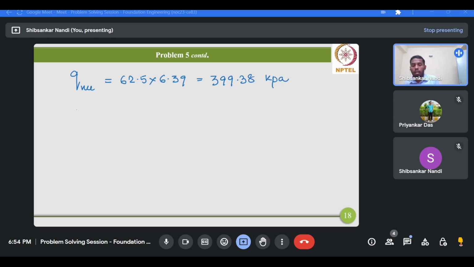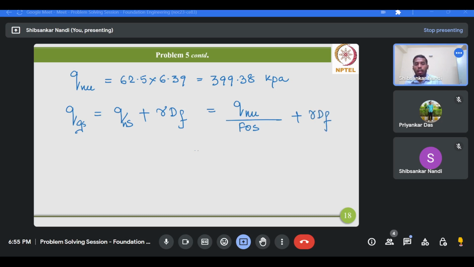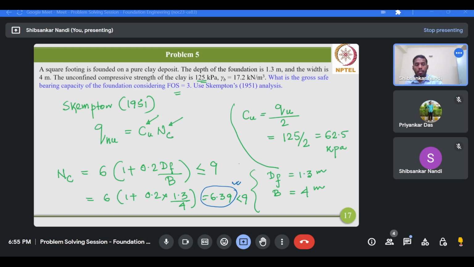Now we have to calculate the gross safe bearing capacity. Now what is gross safe bearing capacity? This is the net safe bearing capacity plus the initial overburden pressure, gamma Df. Okay, so net safe plus the initial overburden. Now the net safe is again net ultimate divided by factor of safety, and net ultimate we have already calculated as 399.38, and the factor of safety is given as 3 for this problem.